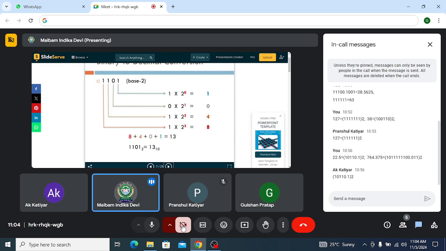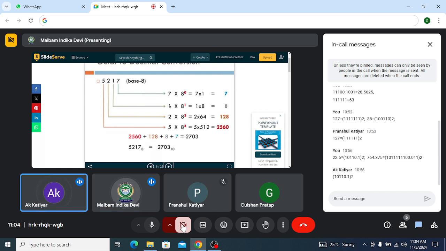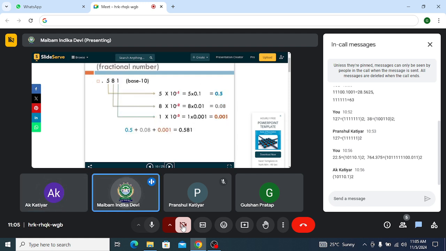Remember, if you are given a binary number and you want to convert into decimal, you multiply each digit by 2 to the power of its position, 0, 1, 2, 3. For octal it is similar. If the number is octal and you want to convert to decimal, you number the positions 0, 1, 2, 3: 7 into 8 to the power 0, 1 into 8 to the power 1, 2 into 8 to the power 2, 5 into 8 to the power 3. Remember? This is for the non-fractional part. If it is a fractional part, you number the positions -1, -2, -3. Remember?